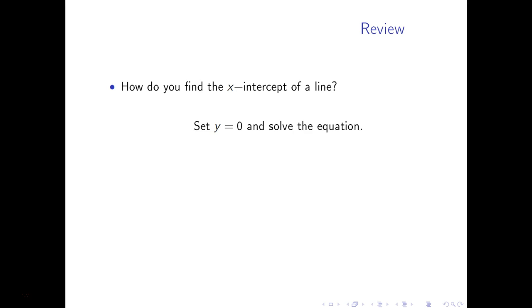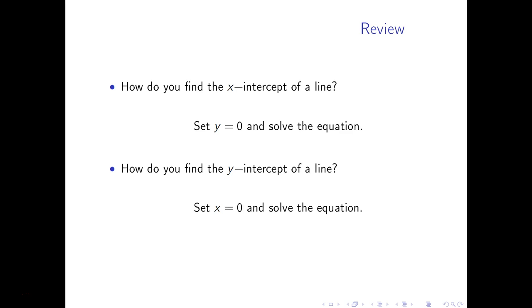Let's review first and foremost. How do you find the x-intercept of a line? Remember, that takes you way back to chapter 3. We found the x-intercept by setting y equal to 0 and then solving. Well, with that in mind, how did you find the y-intercept of a line? Remember, you set x equal to 0 and you solve the equation again.